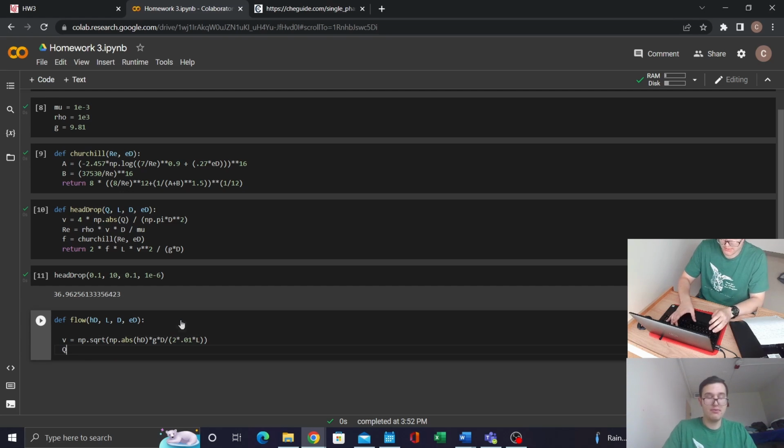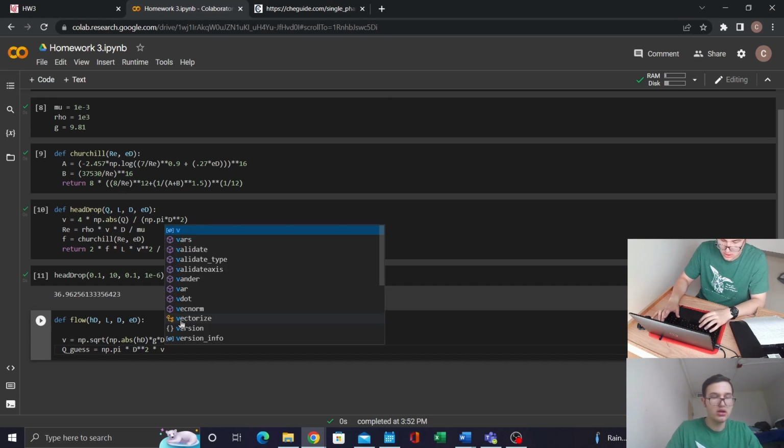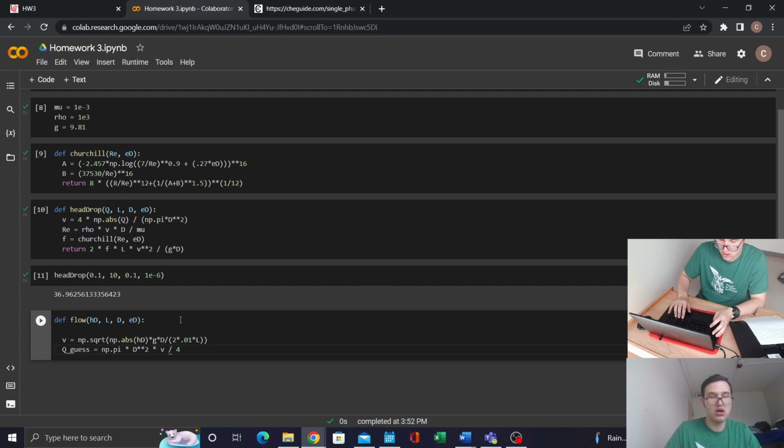We also want, and then we're going to call this Q guess, a guess for our flow rate, because we're actually going to find the flow rate at the end, the true flow rate, and return it out. So our Q guess is equal to, we know that it's equal to pi multiplied by the diameter squared multiplied by the velocity v divided by 4.